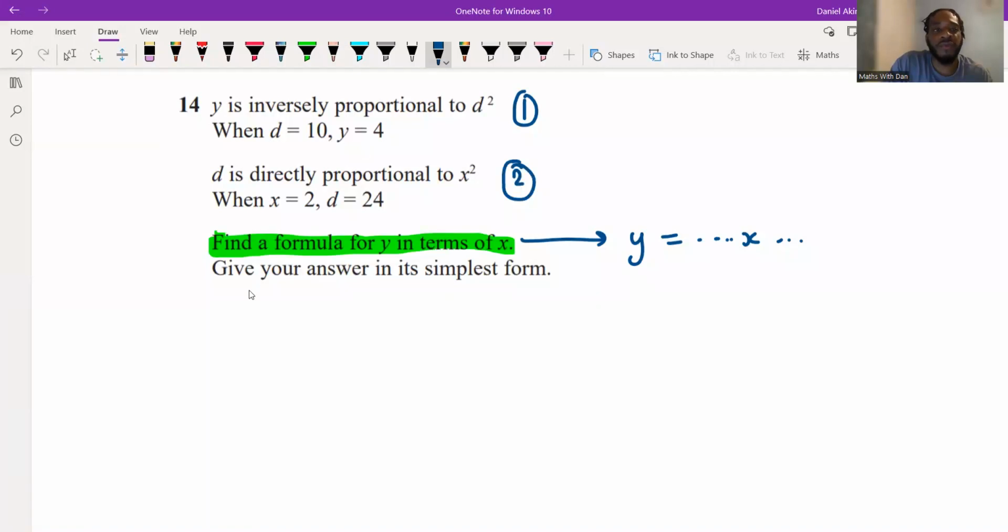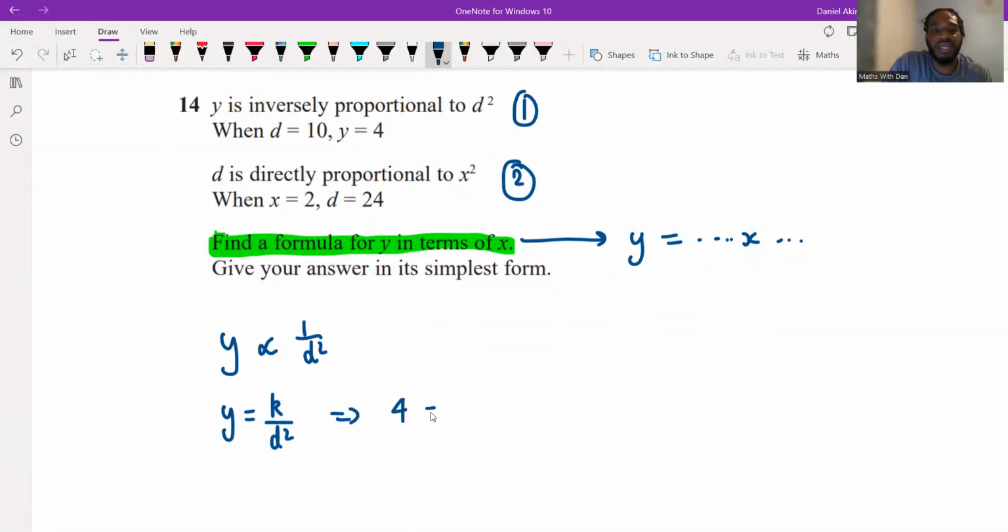So for example, it says y is inversely proportional to d squared. So this becomes 1 over d squared, and then this becomes y is equal to k over d squared. And then they've told us values of d and y. So that allows us to find out our constant of proportionality. So we can plug these in.